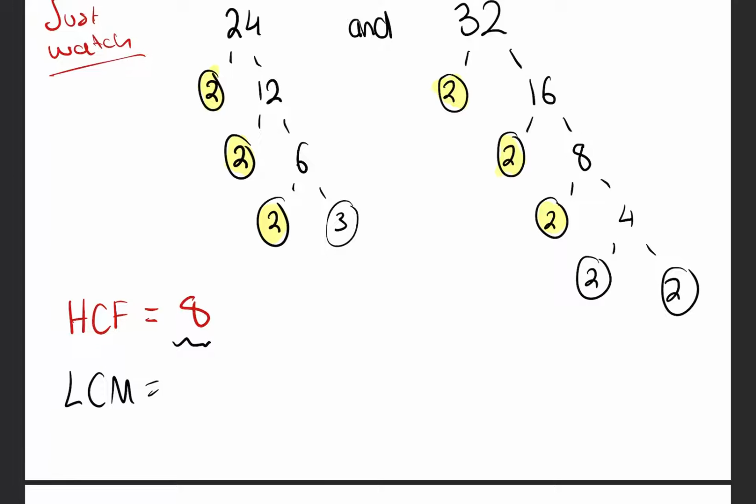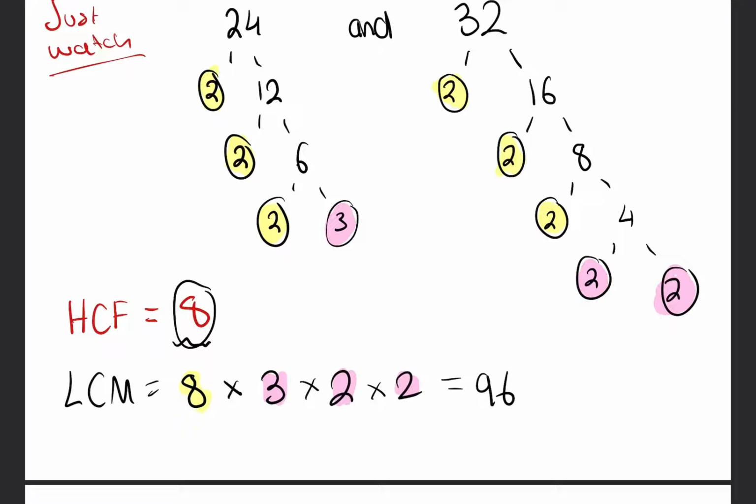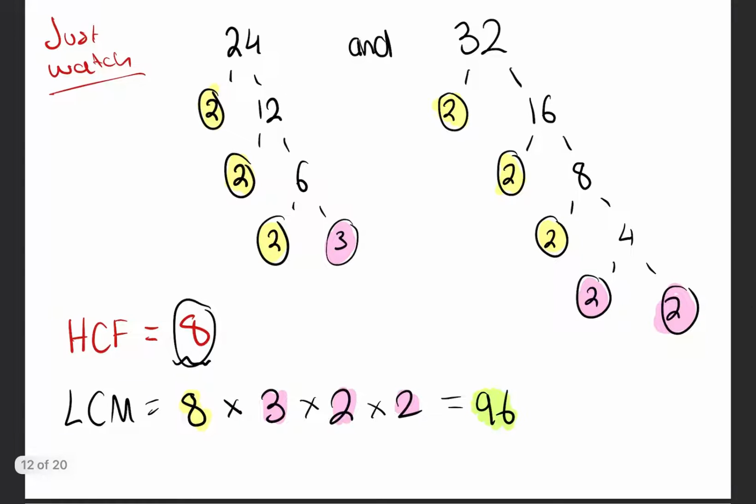Now, what's different here is, what happens to the leftovers? We've got a 3, a 2, and a 2. Well, what's really cool is, with lowest common multiple, you use your highest common factor of 8, and you multiply what's left over, and you don't copy them over now. So you've got 3 times 2 times 2. So 8 times 3 is 24, times that by 2 is 48, times that by 2 is 96. That's our lowest common multiple there: 96, the lowest common multiple of 24 and 32.